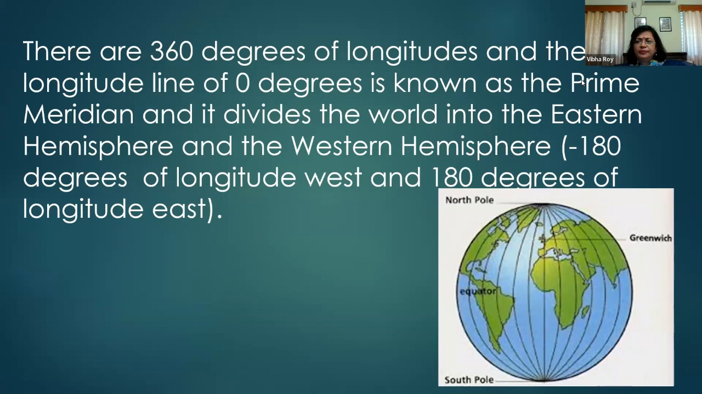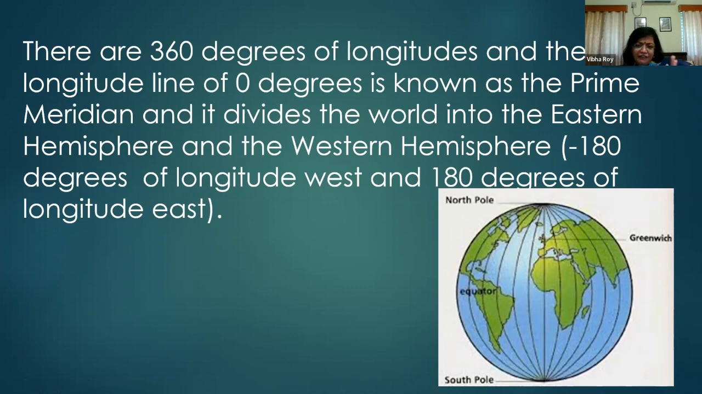There are 360 degrees of longitude, and the longitude line of 0 degree. See, all the longitudes are the same size. They are all similar. So finally, it had to be decided that one of them would be the main one, or the prime meridian. So what did they do? Since it was the Greenwich Observatory which decided it, they decided the line which passed through Greenwich, near London, was called the prime meridian.